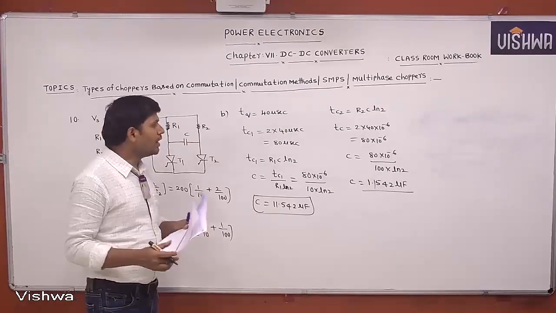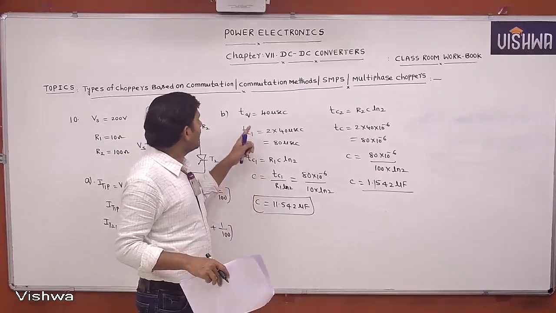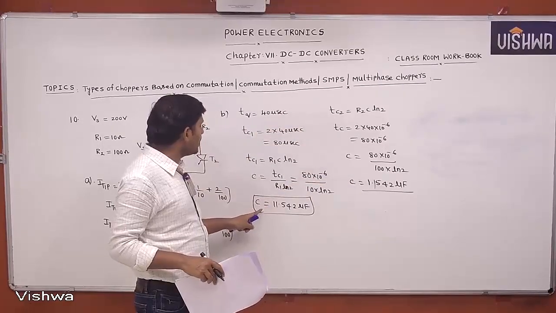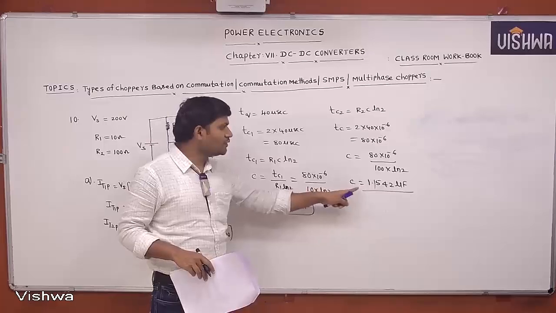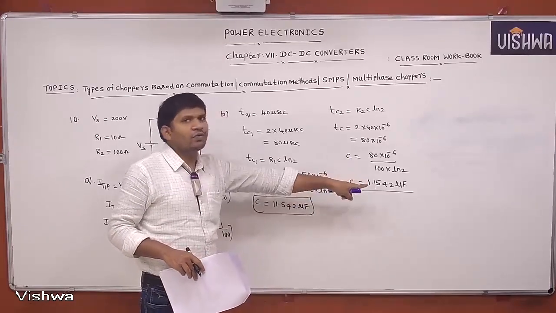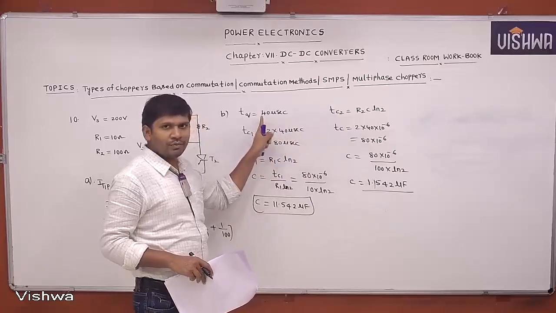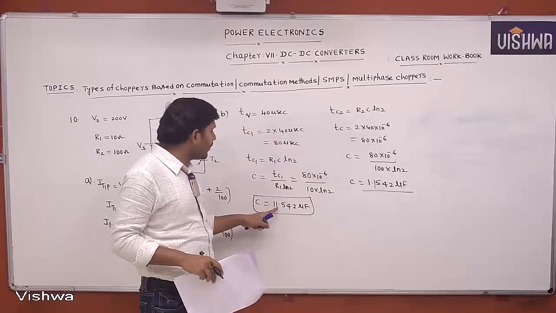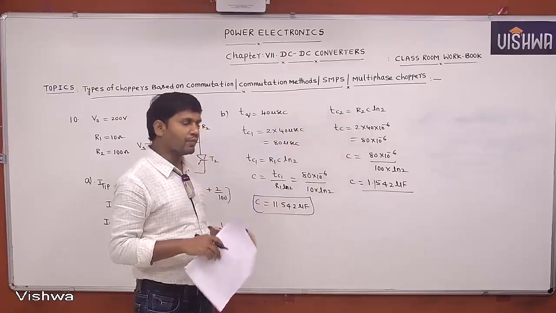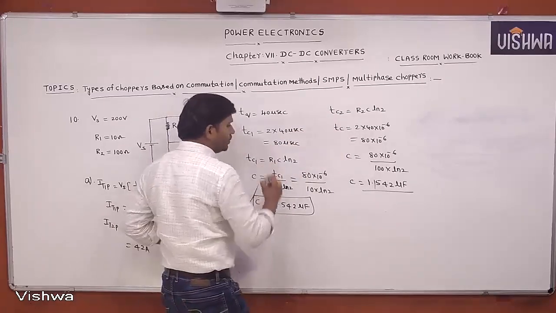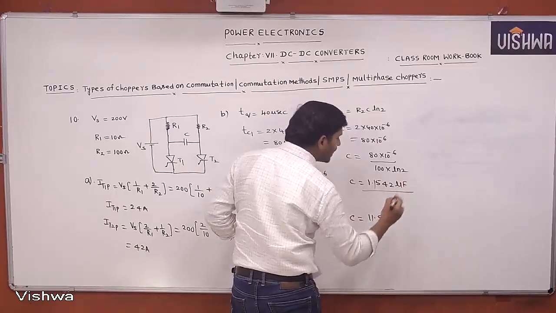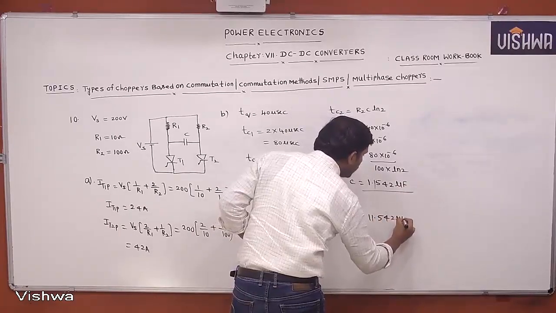If you want to turn off the T2 thyristor, this value is required. If you select C equal to 1.15 microfarad, then the other thyristor will not be turned off. If you select 11.542 microfarad, the T2 thyristor will also be turned off. That's why you select the high value. Therefore, for effectively turning off both the thyristors, C equals 11.542 microfarad.